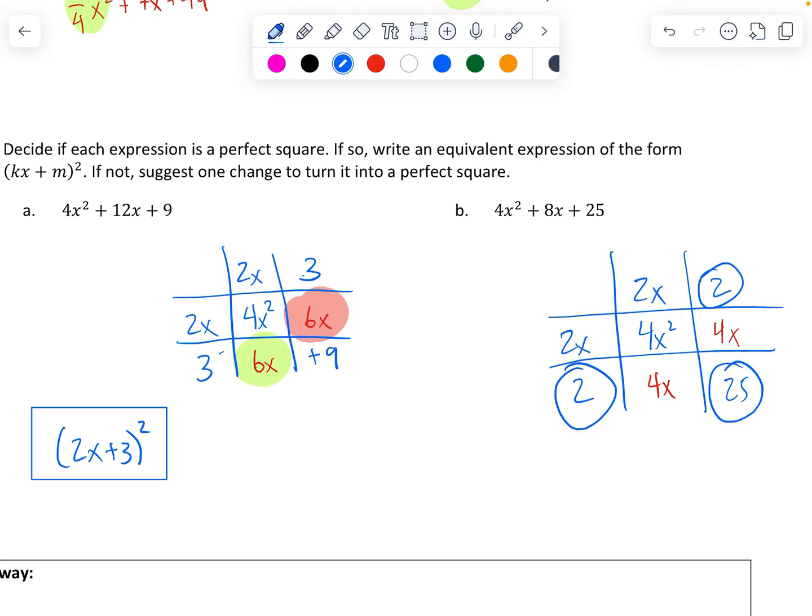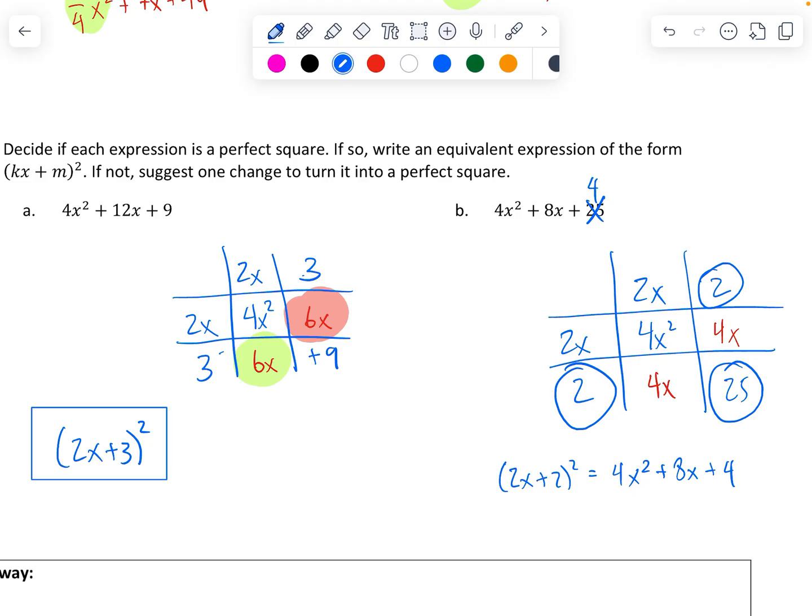All right, so that means that something is off here, because when you multiply 2x plus 2 squared, you're going to get 4x squared plus 8x plus 4. So what it's missing is it's missing a 21. So you could subtract 21. You could change this to a 4. That would make it a perfect square. That would make it 2x plus 2 squared.